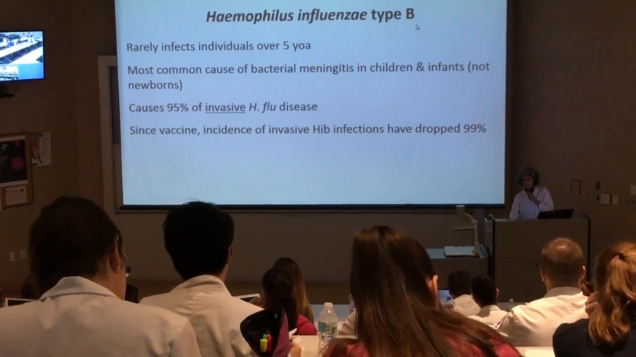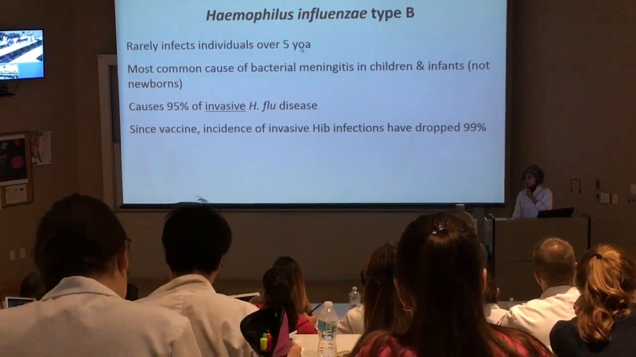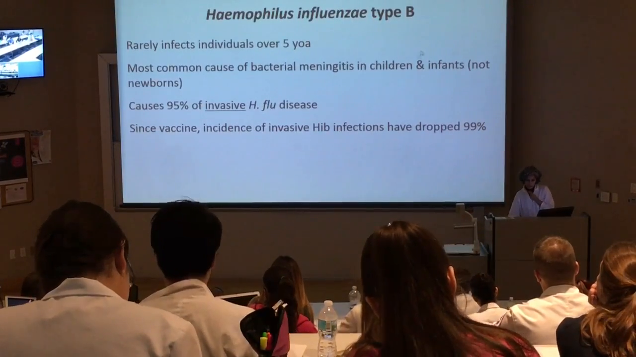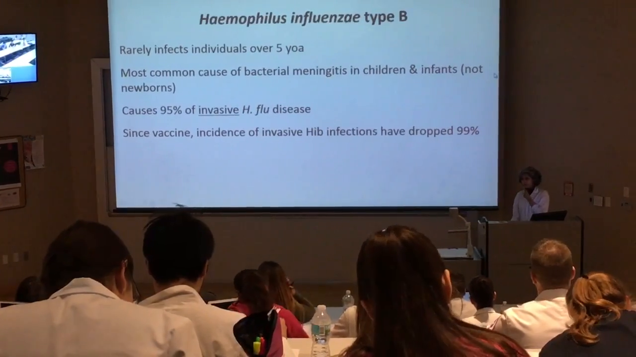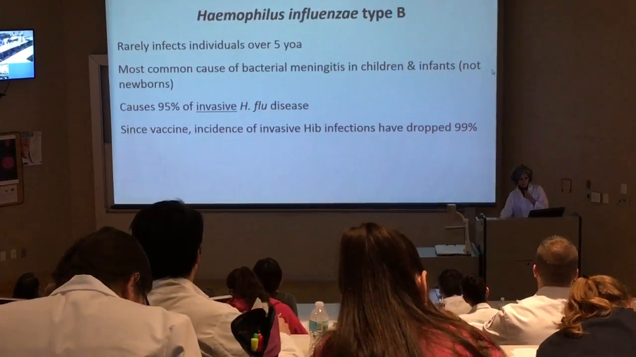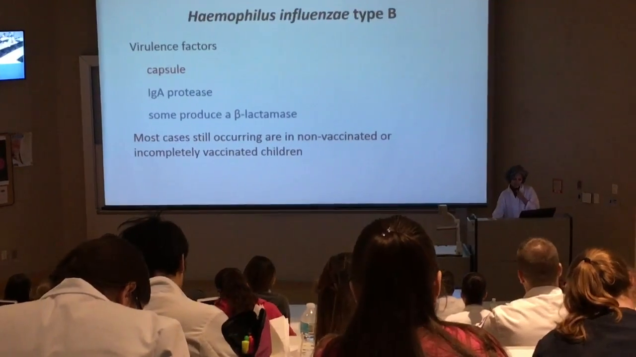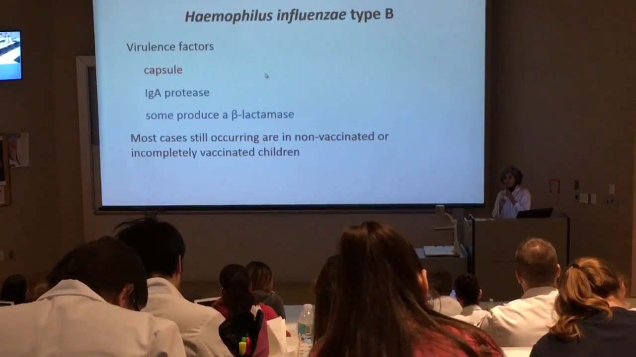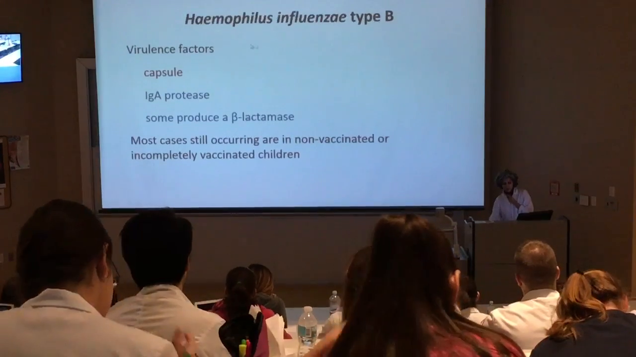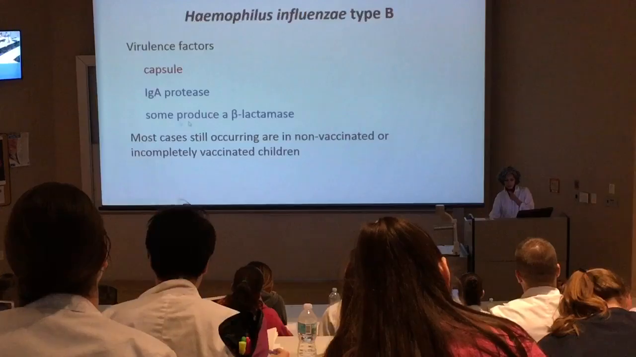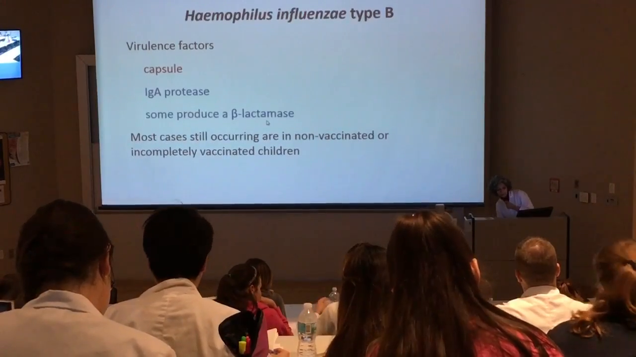Haemophilus influenzae type B rarely infects over the age of 5, so it's mostly an issue in children and infants. Not newborns. In newborns, it's E. coli and Strep agalactiae. Okay? So the vaccine has been immensely helpful. In this case, the virulence factors, just like Neisseria meningitidis, are the capsule and IgA protease, but in addition, some of them also produce a beta-lactamase.